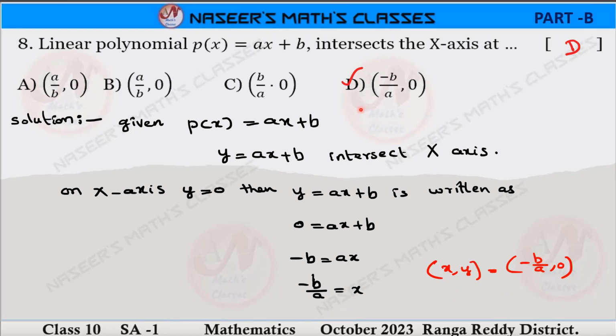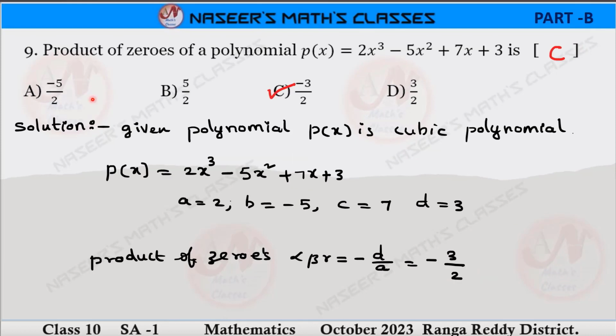Option D is the correct one. The product of zeros of polynomial p of x is equal to 2x cube minus 5x squared plus 7x plus 3 is. So the given polynomial p of x is a cubic polynomial. So here x cube coefficient a is equal to 2 and x square coefficient b is equal to minus 5 and x coefficient c is equal to 7 and constant d is equal to 3.